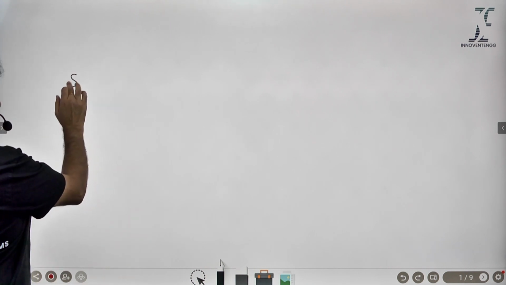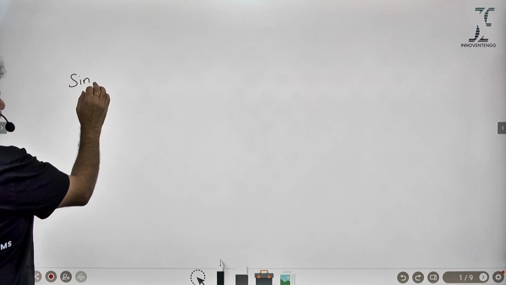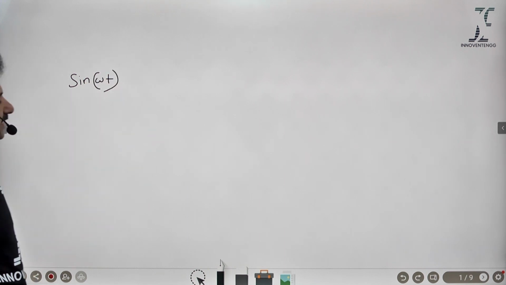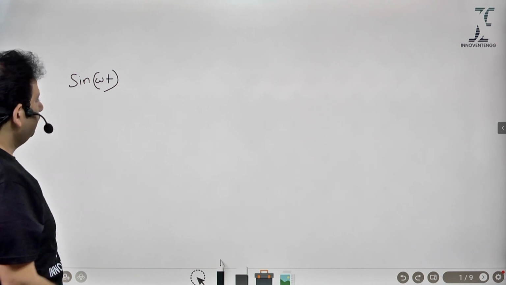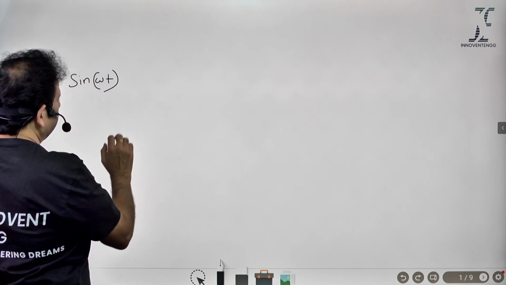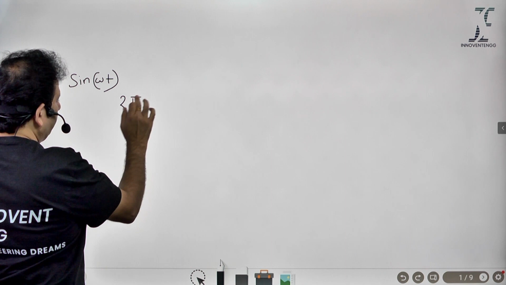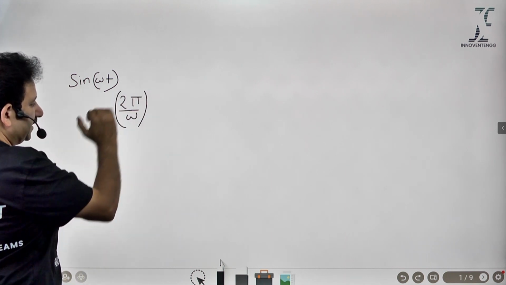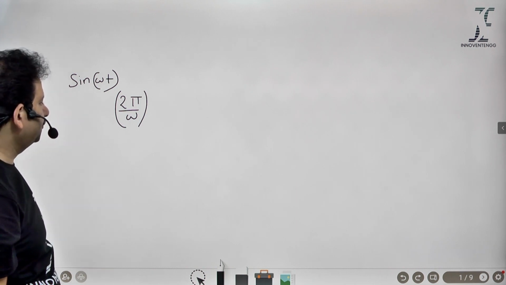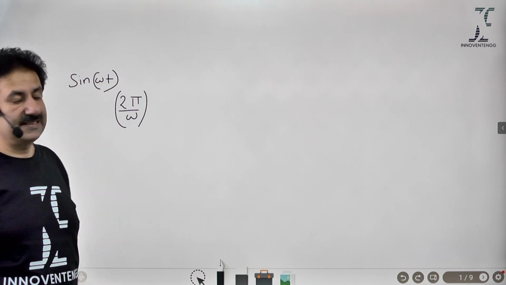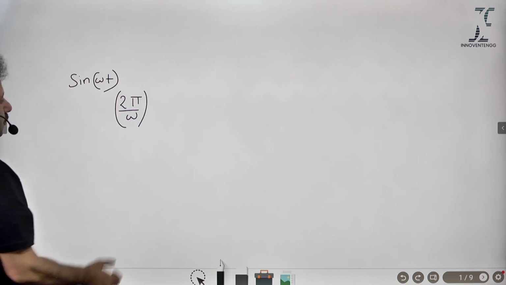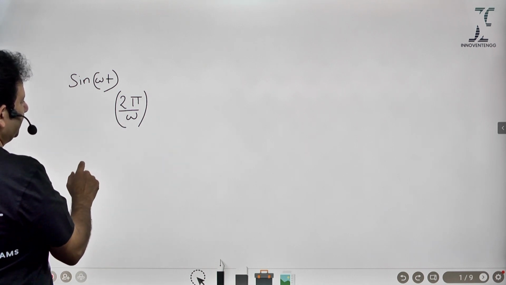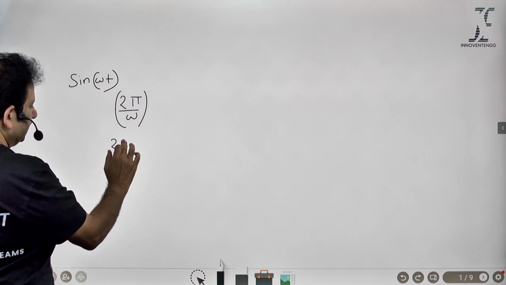For example, the simplest one you can think of, which you have pursued even at the pre-university level, is sine omega t. Now, if you are looking at the period of this, it would be 2 pi by omega. If you express omega in radians per second, you will get so many seconds as the period. So, if omega were to be 1 radian per second, then the period would have been 2 pi.